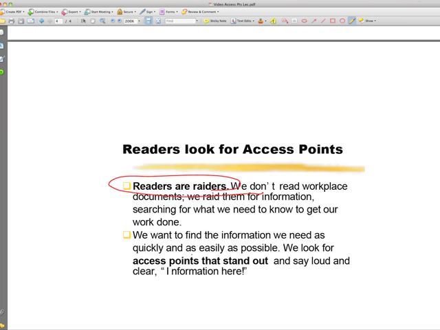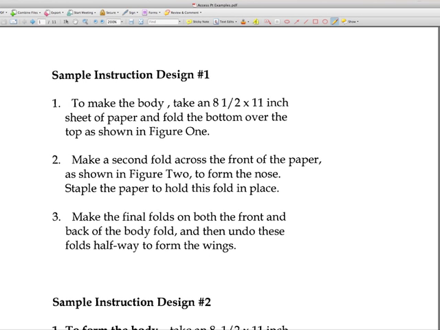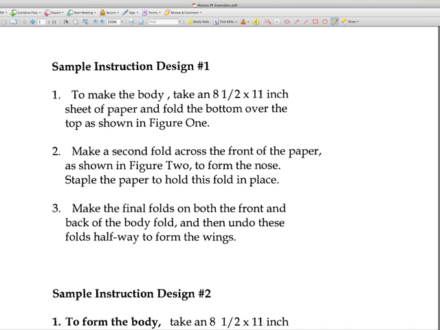So we look for access points that stand out and say, information here. I'm going to illustrate this by looking at several different types of access points and how they work in a paper. Lots of negative examples and then end with a positive example. First thing is to consider just the role of the white space.